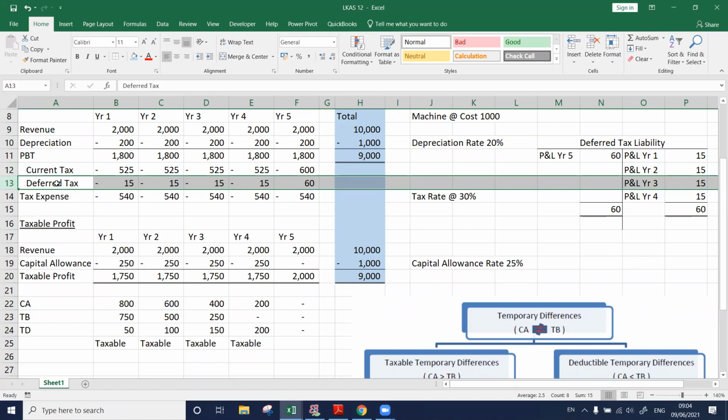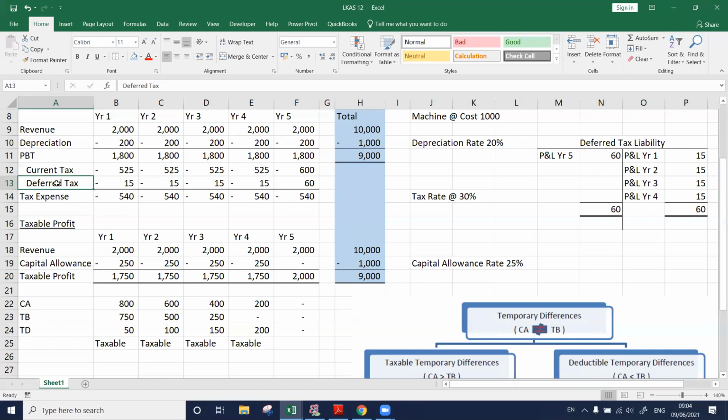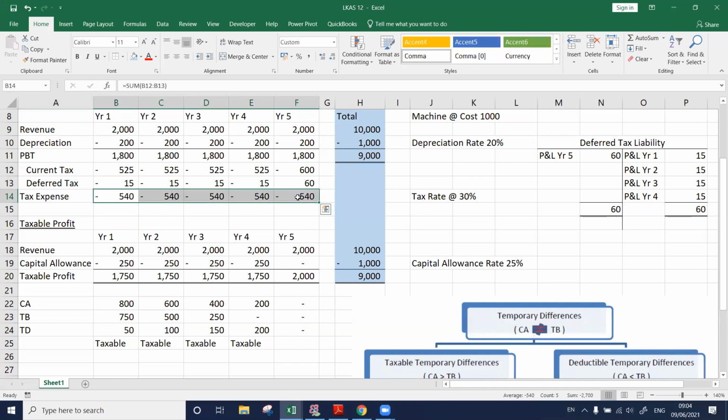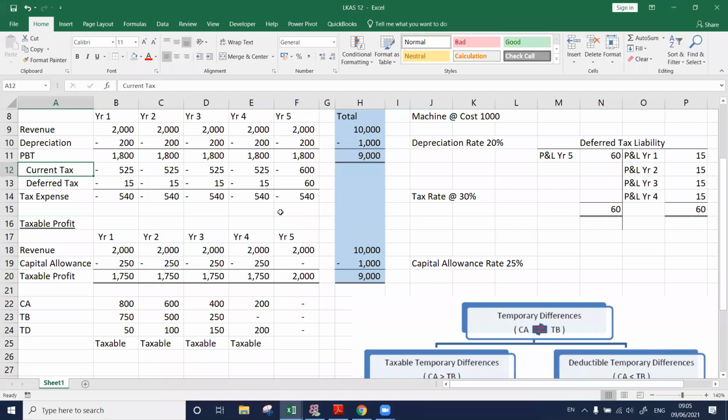By introducing this deferred tax as per the requirement of LKAS 12, what we have managed, right? We have managed to smoothline our tax expense. So this is how it will be in LKAS 12. This is what we need to do as per LKAS 12. We need to determine what is our current tax expense. When determining that, we need to consider whether there is an over provision or under provision. Then we need to determine the deferred tax. For that, we need to know the temporary difference, right?